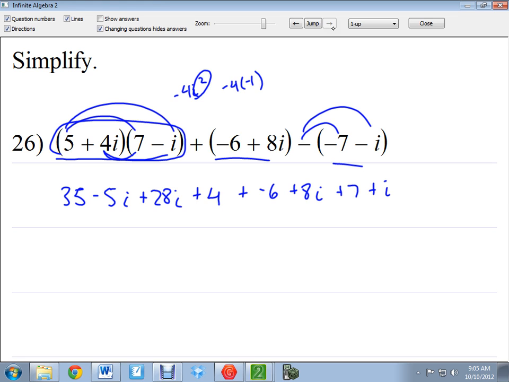Now we just have a really long problem that is not that difficult. We combine our like terms. We have all our i stuff that can combine together right there. So we'd say negative 5 and 28 is 23, plus another 8 is 31, and then plus another one is 32 i's. But we, of course, want to combine our numbers as well. 35 and positive 4 is 39, minus 6 is 33, plus 7 is 40. So we have 40 plus 32i as the answer to this problem.